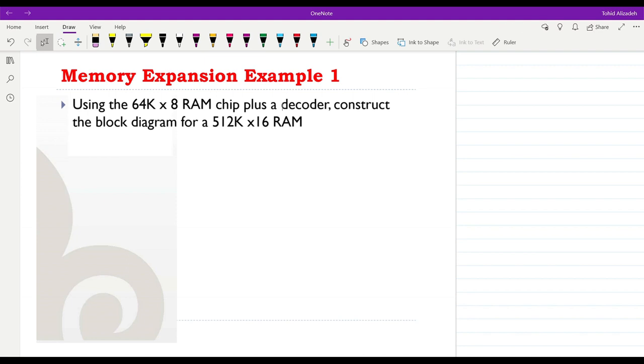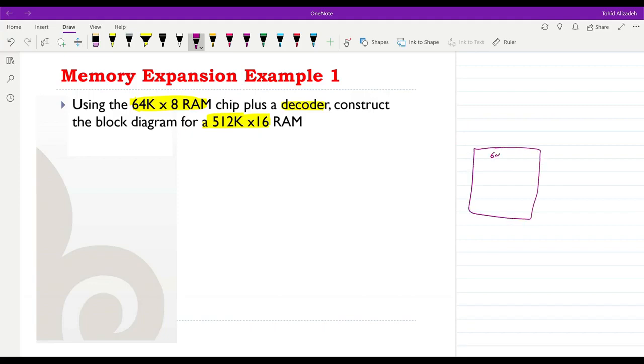Here we have an example of memory expansion. We want to use 64K by 8 RAM chips together with a decoder in order to construct a 512K by 16-bit RAM. So basically we want to increase the width and also increase the number of the memory elements that we will have for our memory.